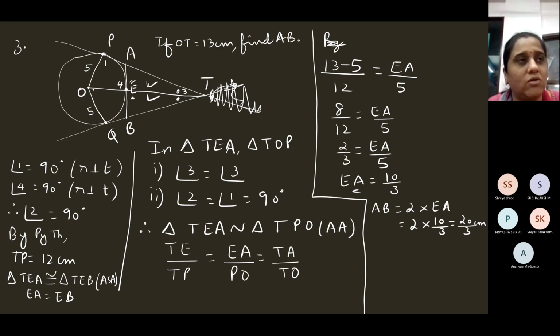You're given OP is 5, the radius is 5, and OT is 13. So using Pythagoras theorem, PT is equal to 12. OPT is a right angle at P, because radius is perpendicular to tangent. It's not given, but we know that by the theorem. Angle 1 is 90, correct? So by Pythagoras theorem, PT is equal to 12 centimeters.